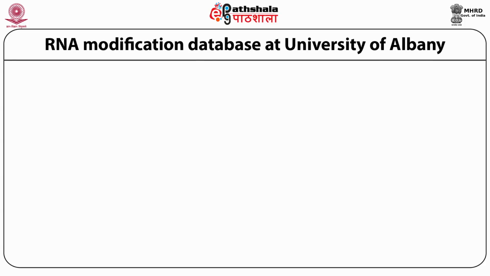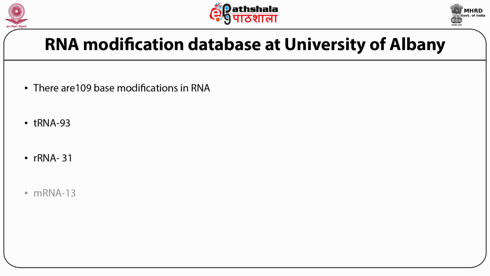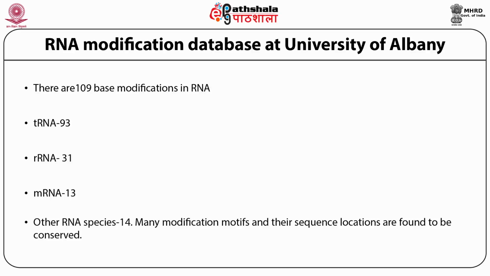At University of Albany, they are maintaining RNA modification database. In that database, there are 109 base modifications in RNA. Out of those 109, 93 were found in tRNA. 31 base modifications were found in rRNA and 13 base modifications were found in mRNA. Other RNA species had 14 modifications. Many modification motifs and their sequence locations are found to be conserved. This is very, very interesting.